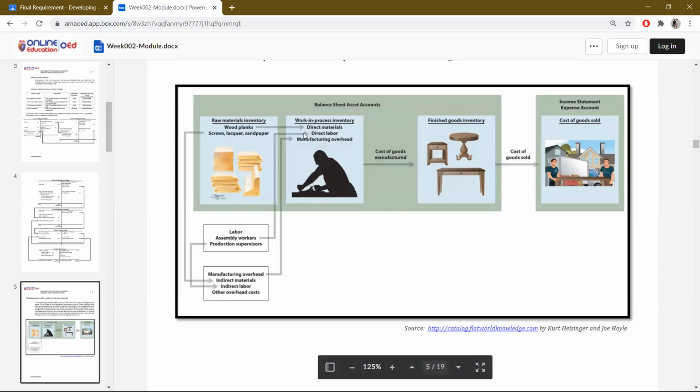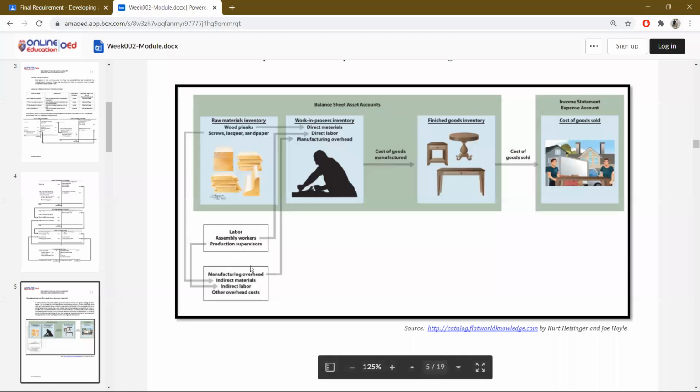So, here is an illustration of how it happens. Raw materials, for example in manufacturing furniture. Examples of raw materials here are wood planks, screws, lacquer, sandpaper, etc. Then work in process inventory: direct materials, direct labor, and assembly workers, the ones who directly make the good, the ones hands-on in making it.